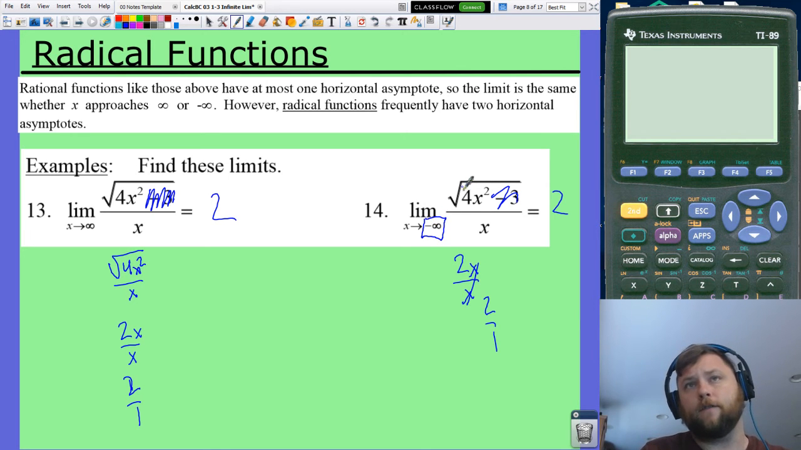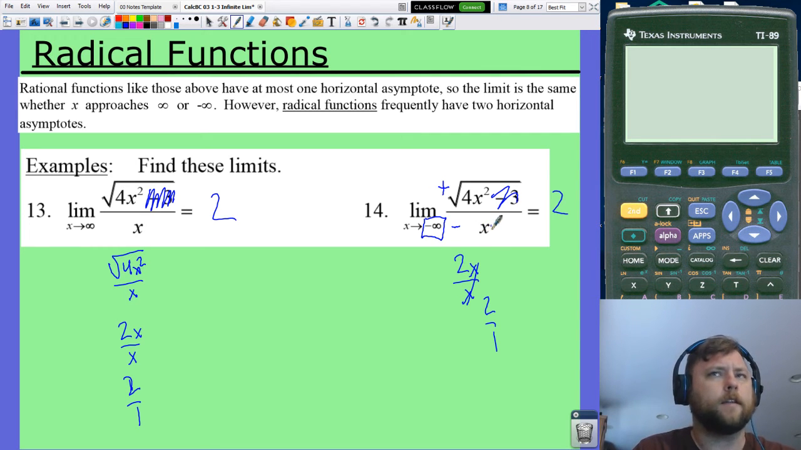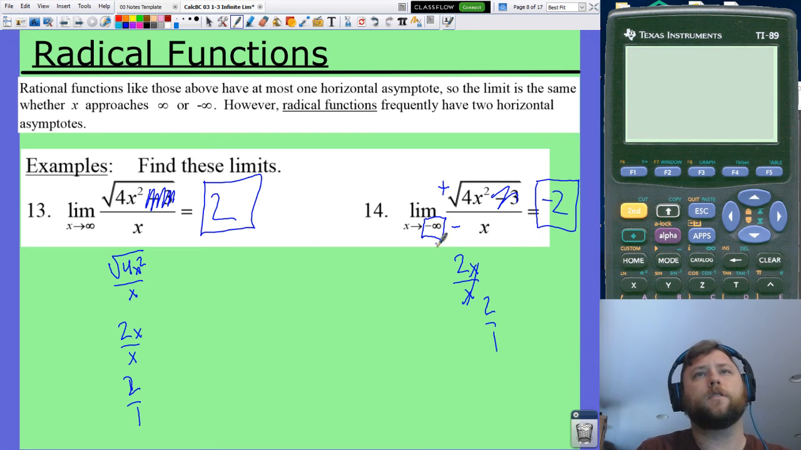If you're going to negative infinity, the numerator is always going to be positive because you square root a number, it's positive. It's never going to be negative. But the denominator in this case is always negative because if you're putting a negative number in, it's going to be negative. It's never positive. When you have a positive divided by negative, your answer should be negative, so it's actually negative 2 in this case. This is still positive, so you always have to kind of check on those negative numbers.